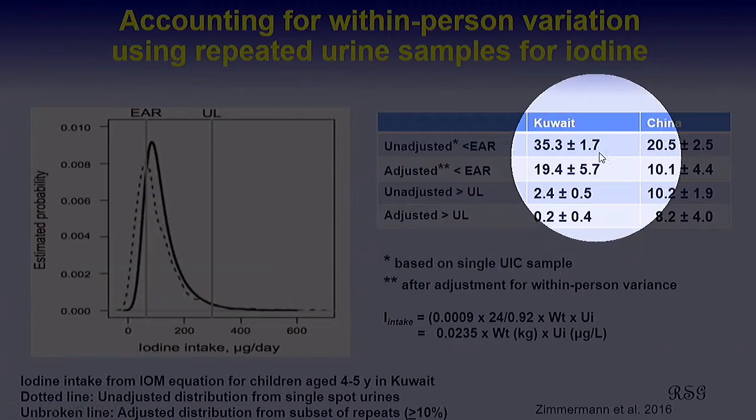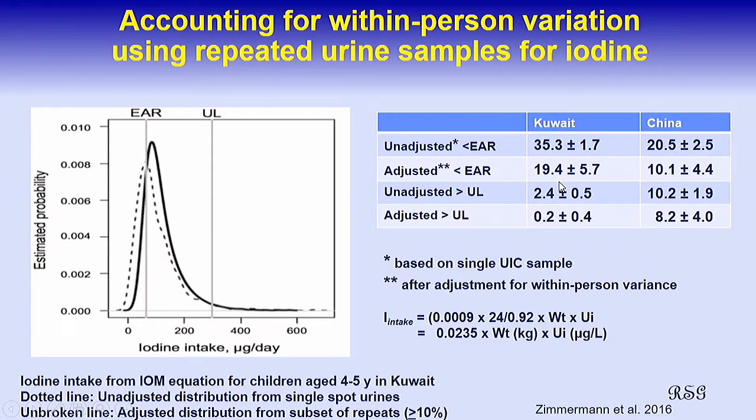The data here is from these Kuwaiti children aged 4 to 5 years of age. And you can see if we use the unadjusted intakes against the EAR, then 35% of these children were considered to have inadequate intakes of iodine. And after adjustment, this has fallen to 19%. The same trend can be seen with the Chinese data. You can also use this same approach if you're interested in overexposure.